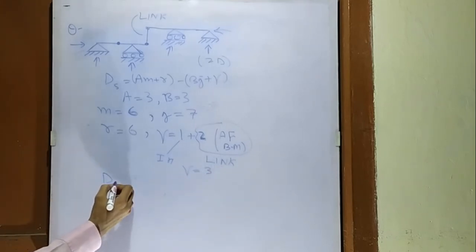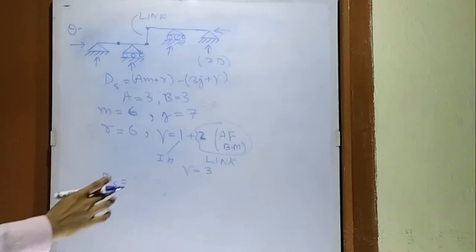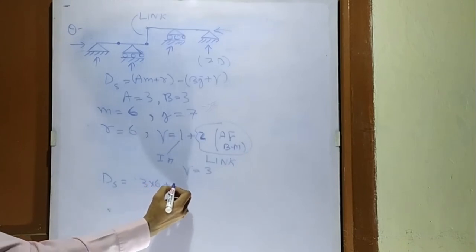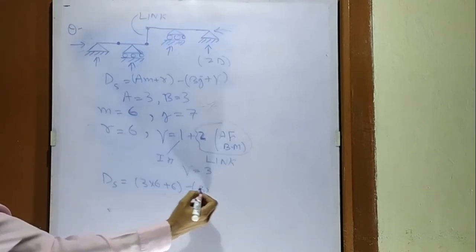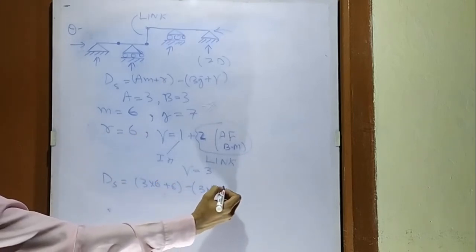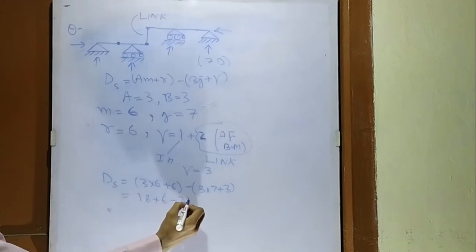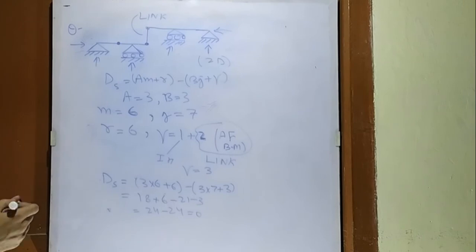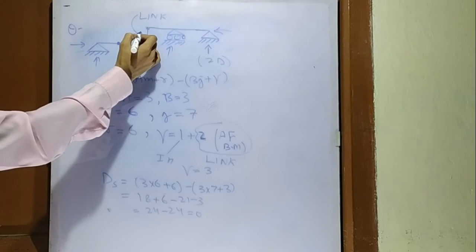Now we can easily use these values to find the degree of static indeterminacy. The value of a is 3, the value of m is 6, the value of r is also 6, and minus b times j: b is 3, number of joints is 7, number of releases is 3. So 18 plus 6 minus 21 minus 3. Okay, so this comes out to be 0. So this beam is statically determinate. Okay, so this is how we tackle problems in which we have a link element.